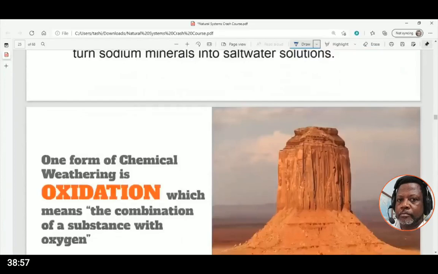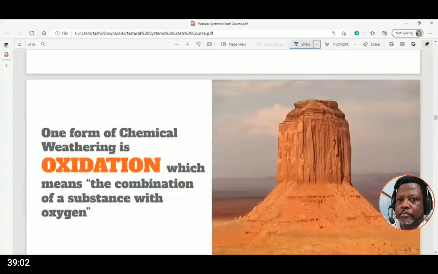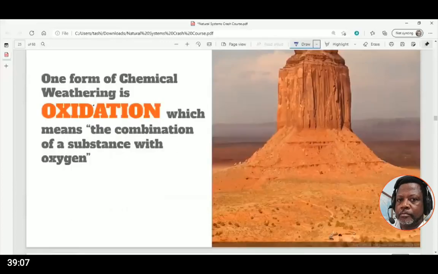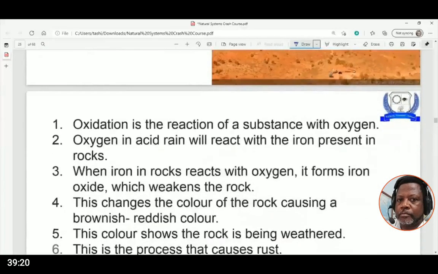So the next form, well, CXC did not specifically ask for this, but another form of weathering is oxidation. So oxide, iron oxide. In this case, the combination of a substance with oxygen. Oxidation is the reaction of a substance with oxygen. Remember, hydrolysis is the reaction of a substance with water. Oxidation, reaction of a substance with oxygen.